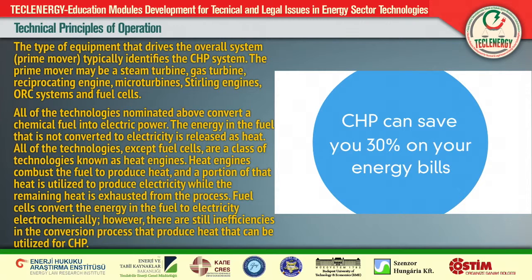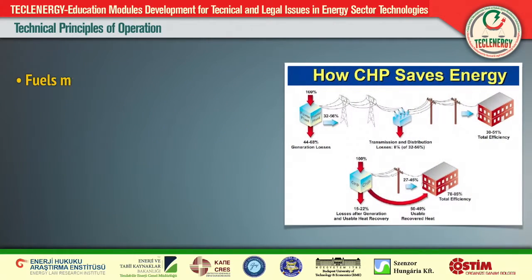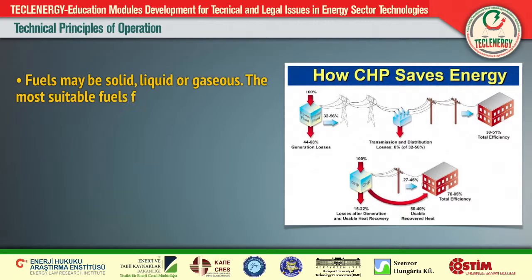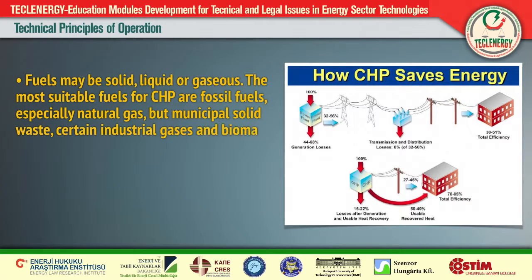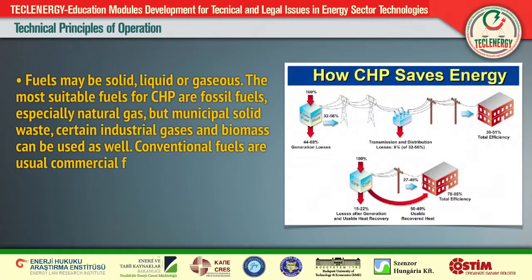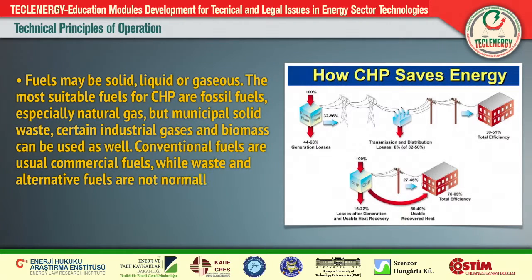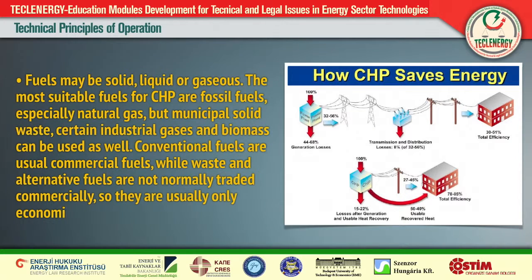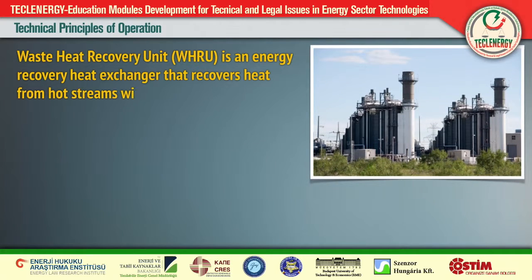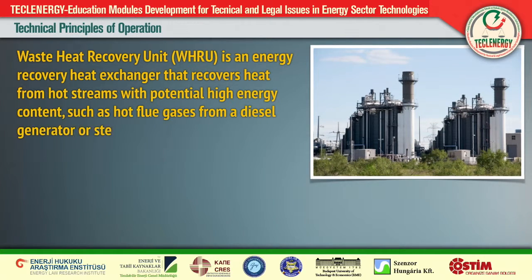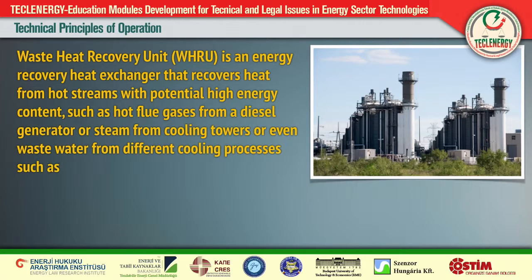Combined heat and power is nowadays an efficient and clean method of generating electric power and useful thermal energy from a single fuel source in a single integrated system. CHP is not a specific technology, but rather a combination of technologies to produce heat, power and work concurrently. The type of equipment that drives the overall system, the prime mover, typically identifies the CHP system. The prime mover may be a steam turbine, gas turbine, reciprocating engine, microturbine, Stirling engine, ORC system or fuel cell. All of the technologies mentioned above convert the chemical fuel into electric power. Fuels may be solid, liquid or gases.